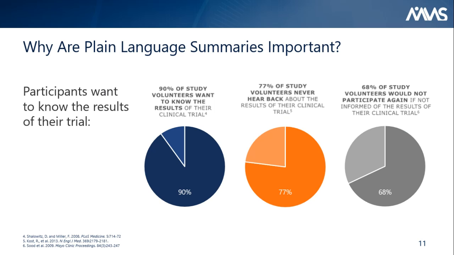So 90% of trial participants have said that they want to receive the results of the clinical trial in which they were enrolled, and 68% have said that they wouldn't participate in another trial if the results of the first trial weren't made available.